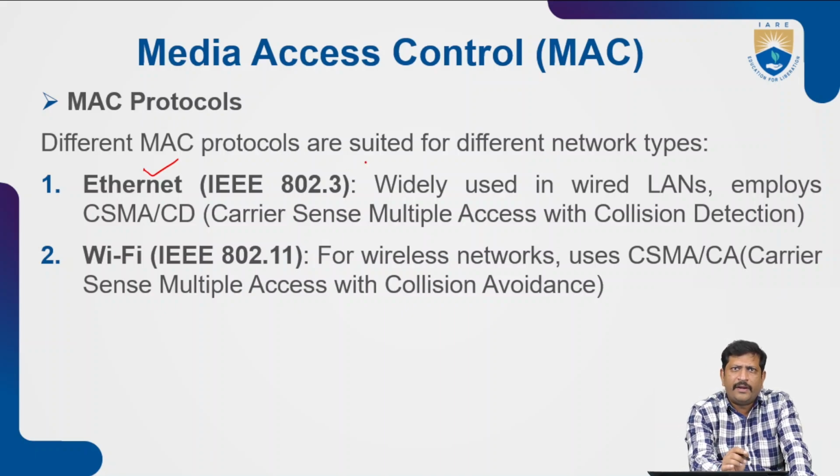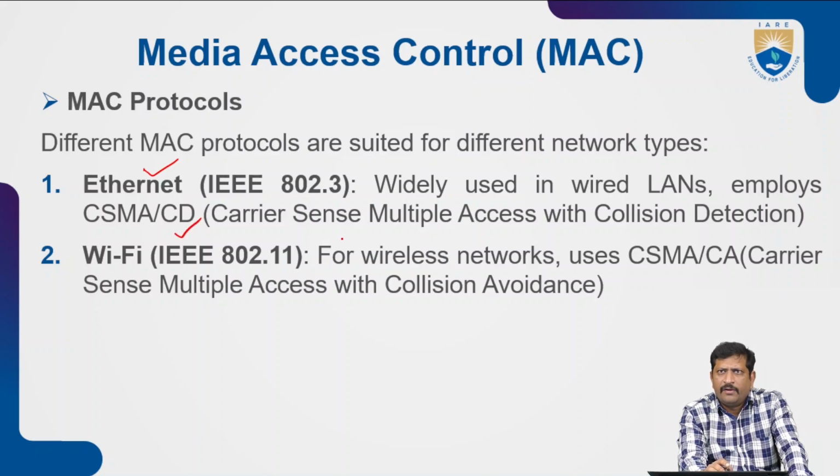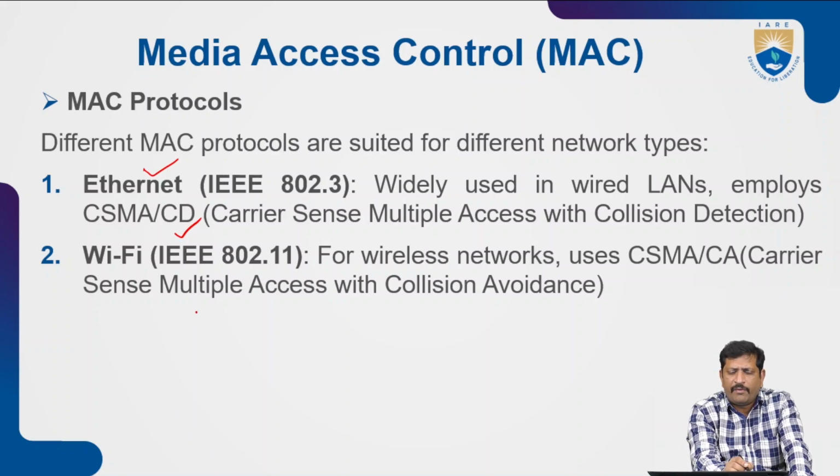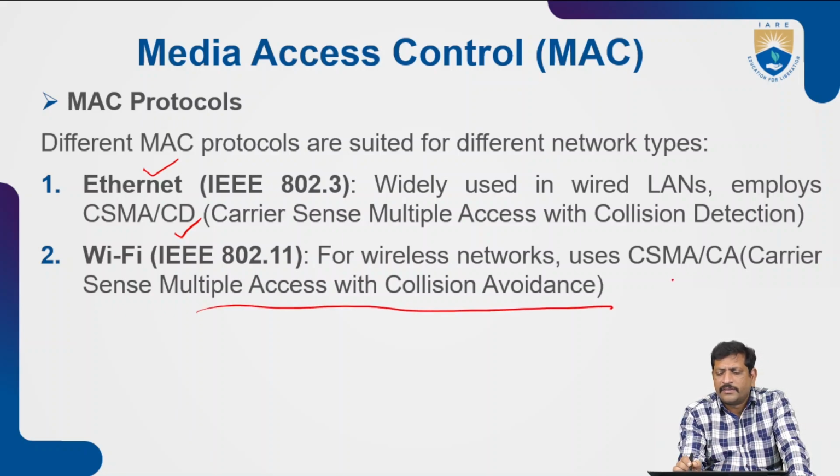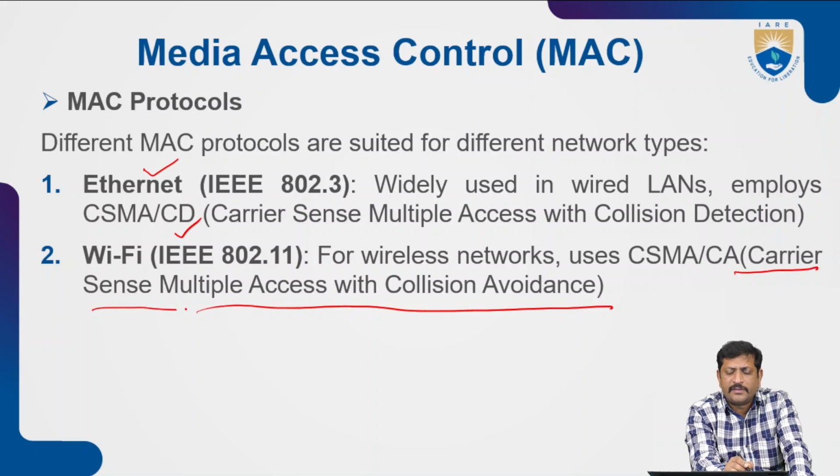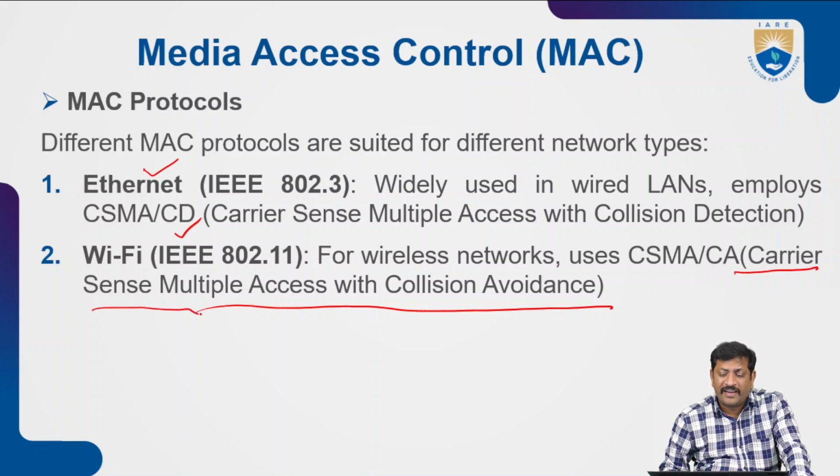And Wi-Fi, that means IEEE 802.11 for wireless networks, uses CSMA/CA. CSMA/CA means carrier sense multiple access with collision avoidance, which is for wireless networks like Wi-Fi. For Wi-Fi networks, we are using IEEE 802.11 as the protocol standard.